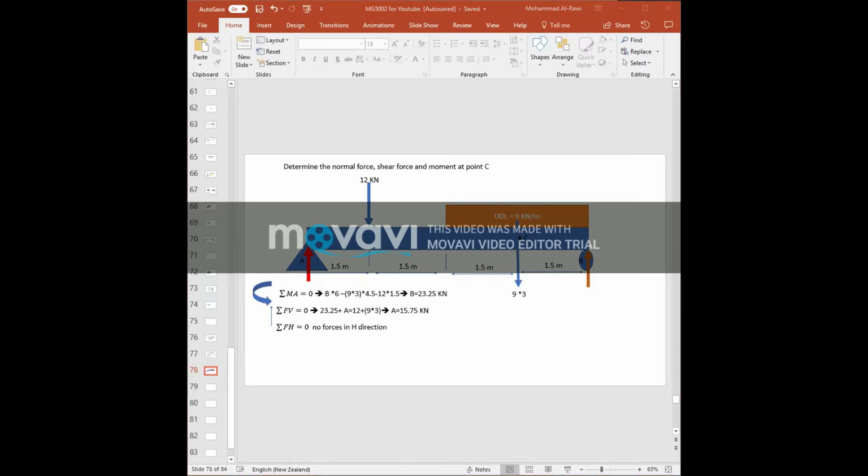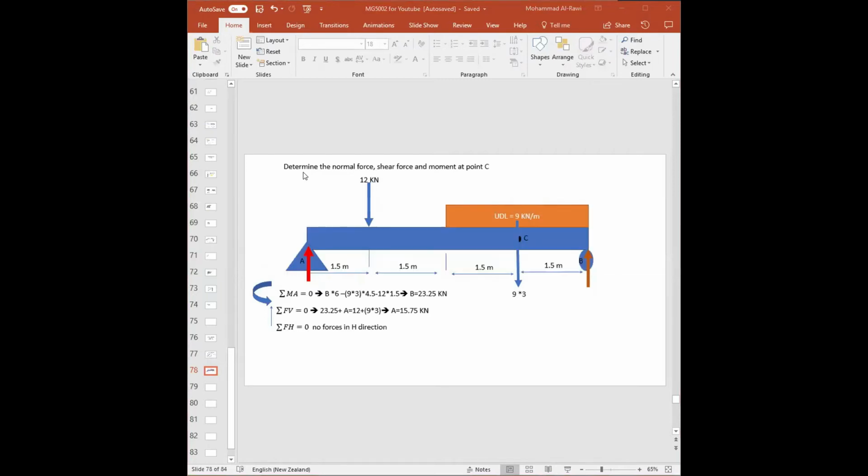Now, is that all the question, or what exactly does he want to find? He wants us to find, again, if we read the question very carefully, the normal force, shear force, and moment at point C.